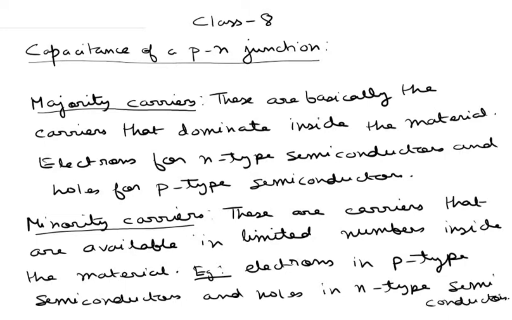So in p-type semiconductors, electrons are available in limited quantities. So they are known as minority carriers in p-type semiconductor. Similarly, in n-type semiconductor, the holes are available in limited quantities. So in n-type semiconductor, holes are the minority carriers.